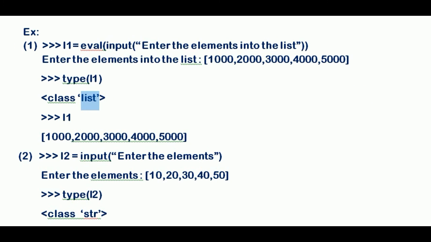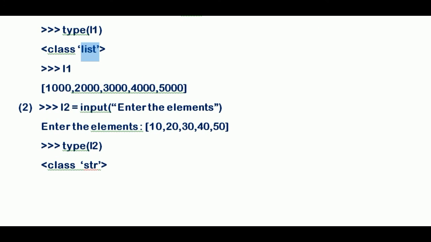And when we take the simple input without the eval method, we will find that the entered value is of str type. So this is a string and this is our list. This is the difference here.